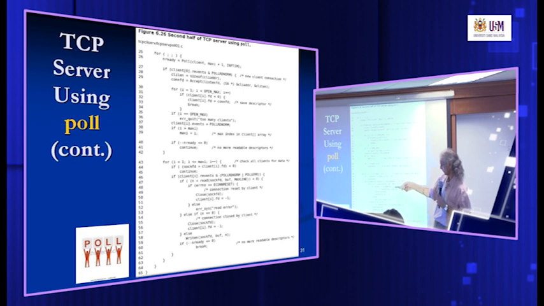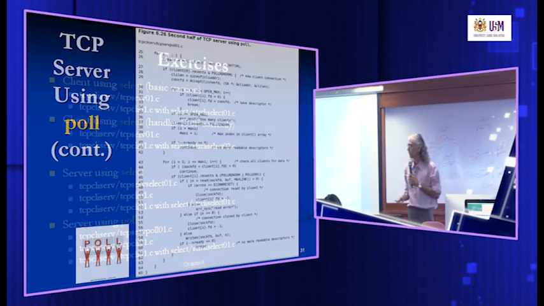Write the contents back to the client. In between, you check whether the client tries to close the connection and so on, close socket ID, all these things. If you close the socket, then we reset the value to negative one. So the concept is that the code is similar to select. The only difference is how you assign the values to the data structure which is used by poll.